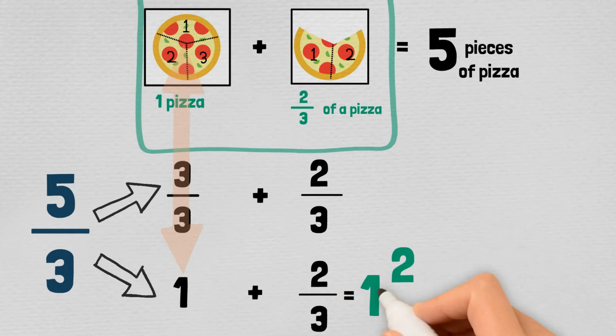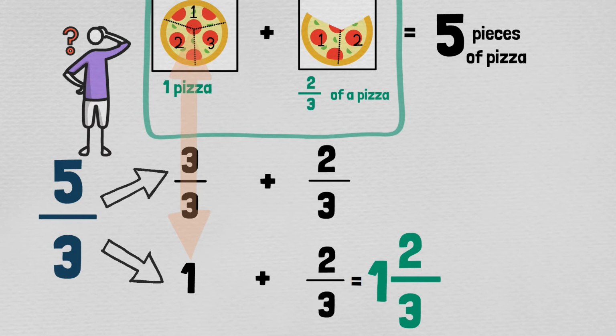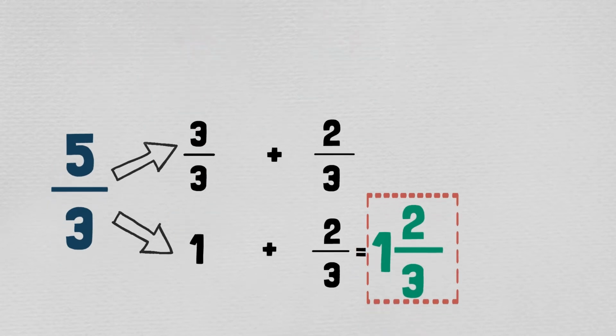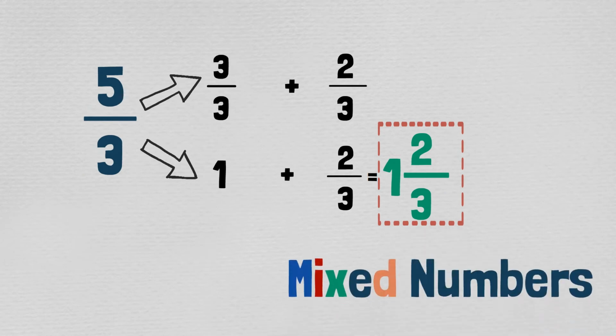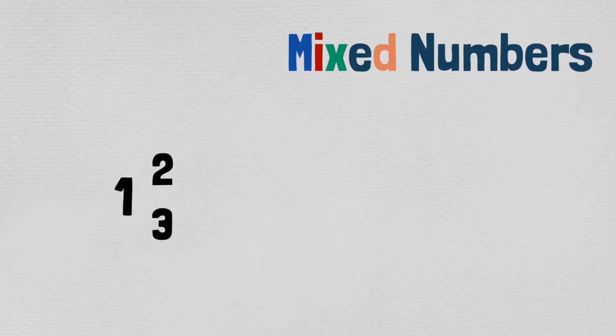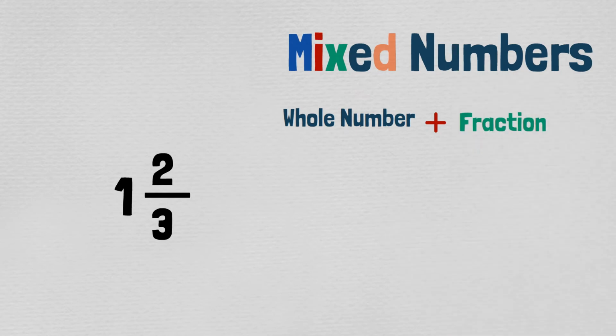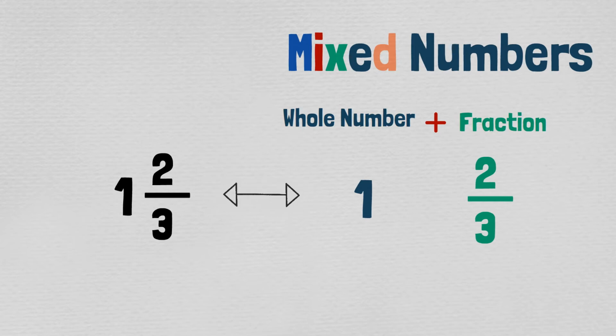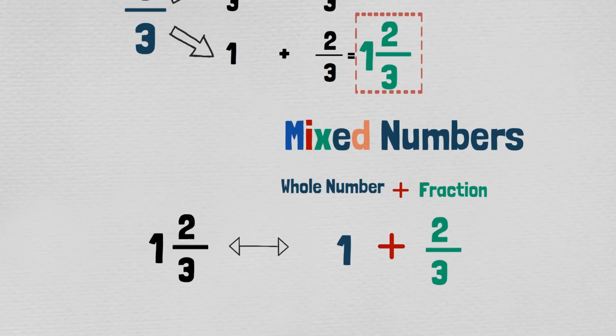Wait a minute, what happened here? We started with the improper fraction 5/3 and ended up with the number 1 2/3, which is part whole number, part fraction. We refer to these types of numbers as mixed. Sometimes you may hear people call them mixed fractions, but it's the same thing. It is very important to point out that any mixed number represents addition, not multiplication, between its whole number and its fraction. 1 2/3 equals 1 plus 2/3, not 1 times 2/3.